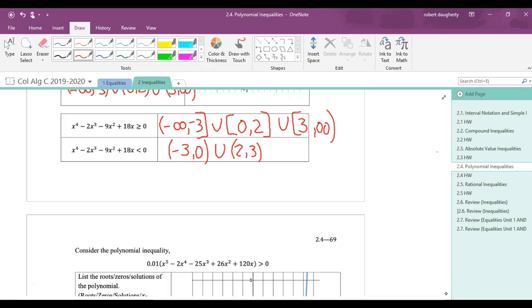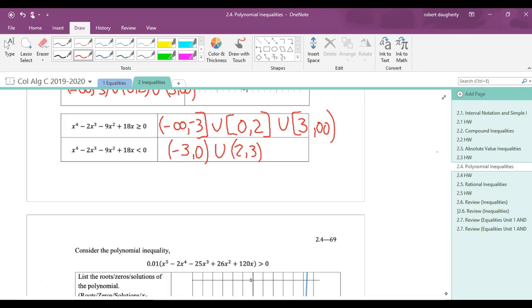Why wouldn't you start off with infinity? On this one, where is it less than 0? It's only less than 0 from here to here and here to here. Nowhere else is it. It's only infinity if it's like this right here. When we get to that one, we'll see it.